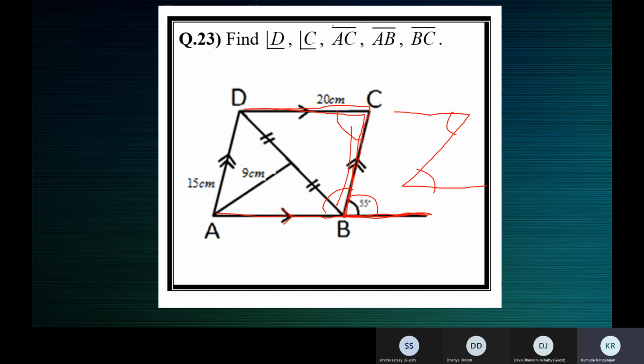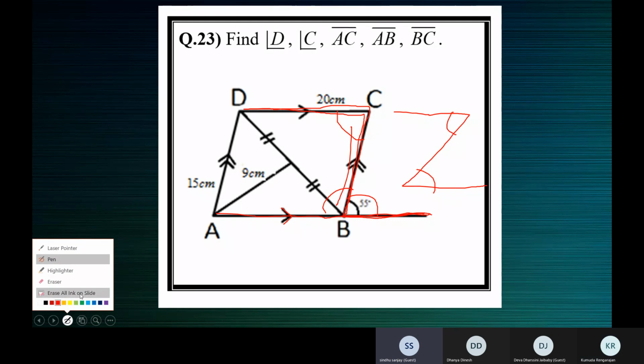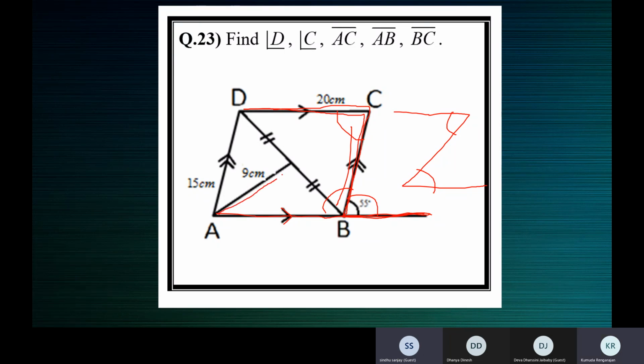What's the length of the line segment AC? 18 centimeters, ma'am. How? AO is 9 centimeters, and AC is 9 plus 9, 18 centimeters. This is O, the midpoint. It's not marked, but this is the midpoint O.